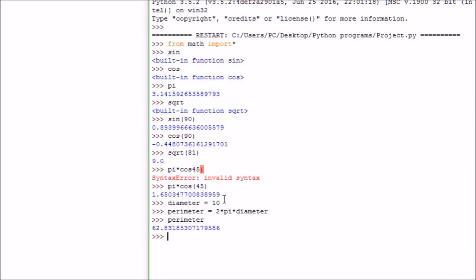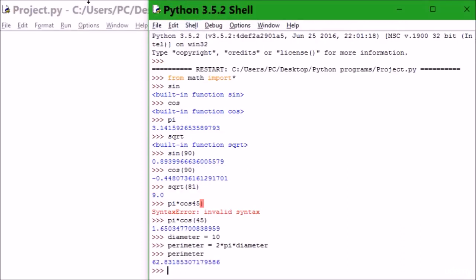Okay, so these are the mathematical functions we have. They are very interesting, and I hope you enjoyed it. So see you in the next tutorial.